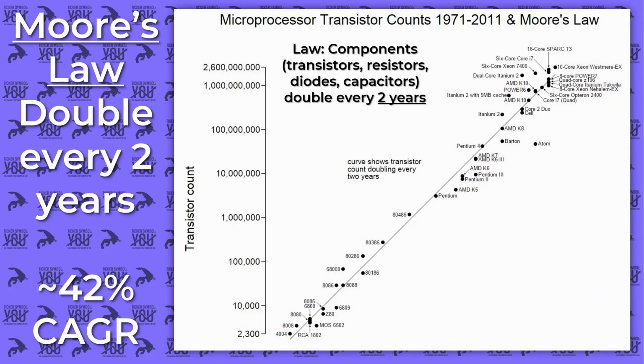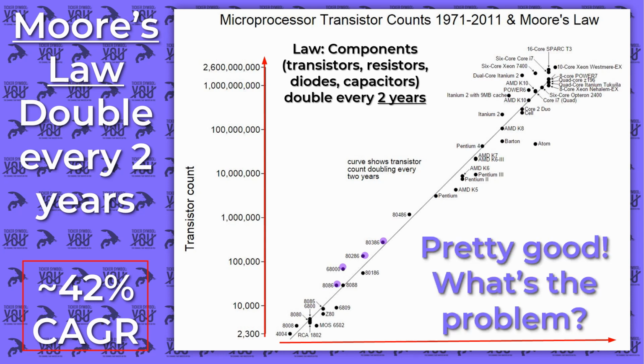So here's a plot of Moore's Law in action. Remember, Moore's Law says the part count on an integrated circuit is going to roughly double every 2 years. That's about a 42% compound annual growth rate. So what you're seeing here on the y-axis is the part count, and on the x-axis we just have time. And each one of these dots represents the state-of-the-art integrated circuit and its part count. The line represents Moore's Law. This appears to be an amazing prediction. Pretty good, right? So what's the problem?